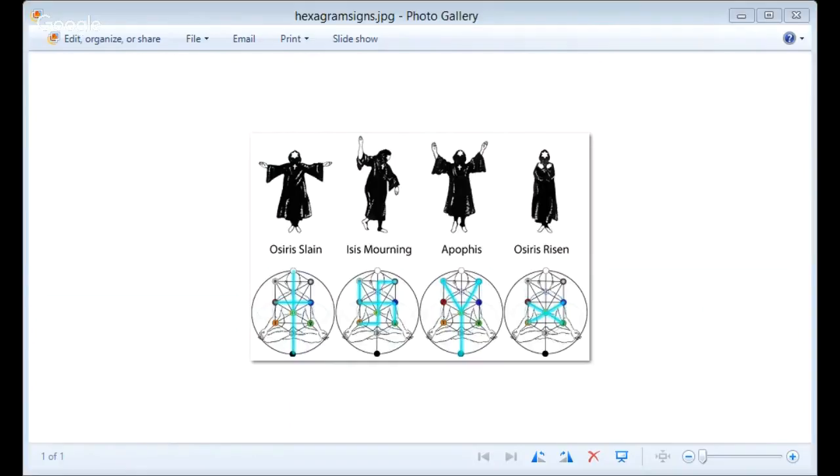Raise the arms at an angle of 60 degrees to each other above the head, which is thrown back, and say the sign of Apophis and Typhon. Cross the arms on the breast and bow the head and say the sign of Osiris risen. Give all four signs, saying LVX, Lux, the light of the cross.